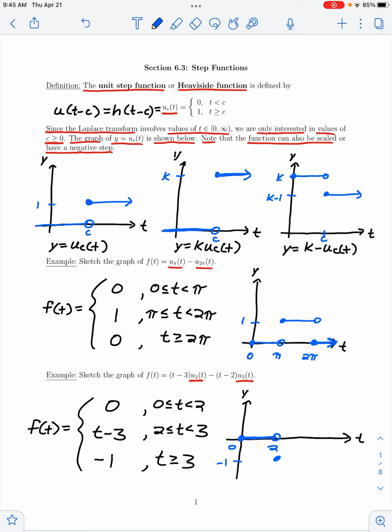And then as t increases to 3, t minus 3 increases linearly towards a value of 0. So here our graph on this interval from 2 to 3 is a line segment of slope 1. And then at time 3, the value of my function jumps back to a negative 1 and is defined as negative 1 for all t greater than or equal to 3.